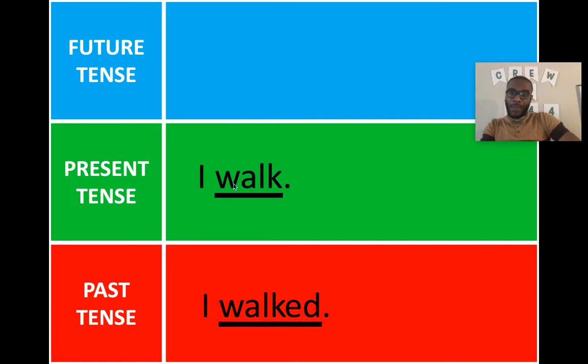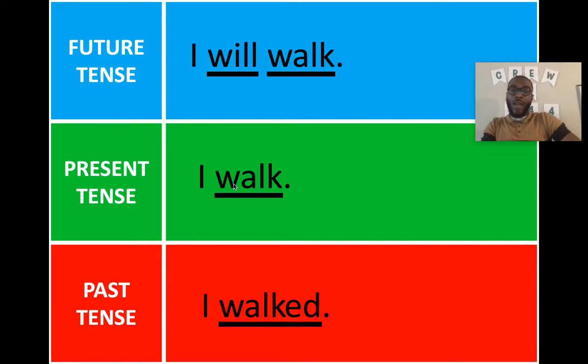So what will future tense be? That's right. You add a will to it. I will walk. That means something that is going to happen.